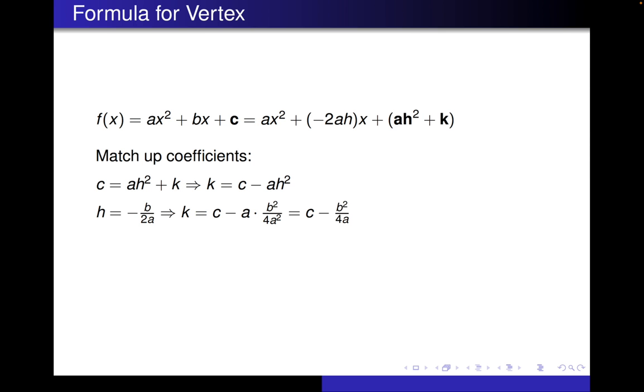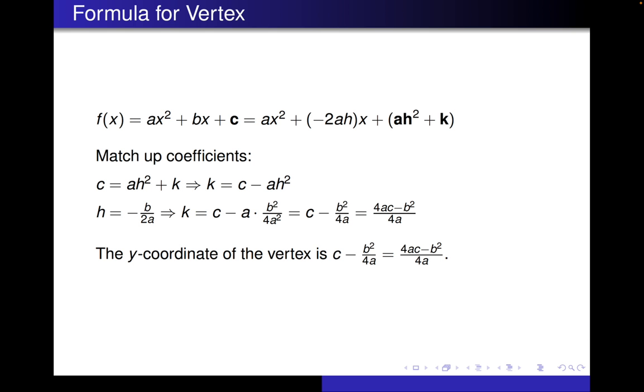Now, if we want to make that into one fraction, I guess we can by taking that c and multiplying top and bottom by 4a and then combining. If you like it that way, that's fine. There's nothing wrong with that. But either form, the c minus b squared over 4a or 4ac minus b squared over 4a, both of those are just perfectly nice formulas. All right. So that tells us what our k is. Our k, the y-coordinate of our vertex, is equal to c minus b squared over 4a, or, if you prefer, 4ac minus b squared all over 4a.